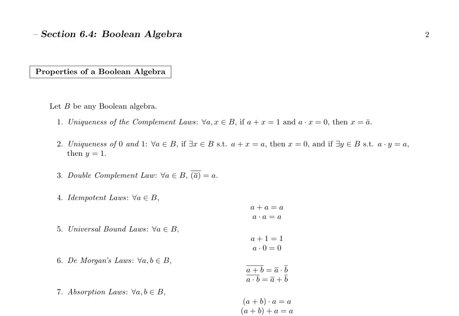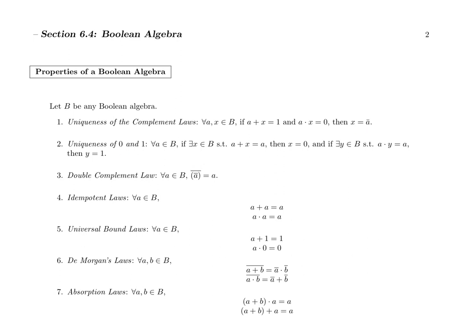So these axioms also lead to properties of a Boolean algebra. So if B is our Boolean algebra, we could say that the uniqueness of the complement laws say that for all A and X in our Boolean algebra, if A plus X equals 1 and A times X equals 0, then X is equal to A's complement.